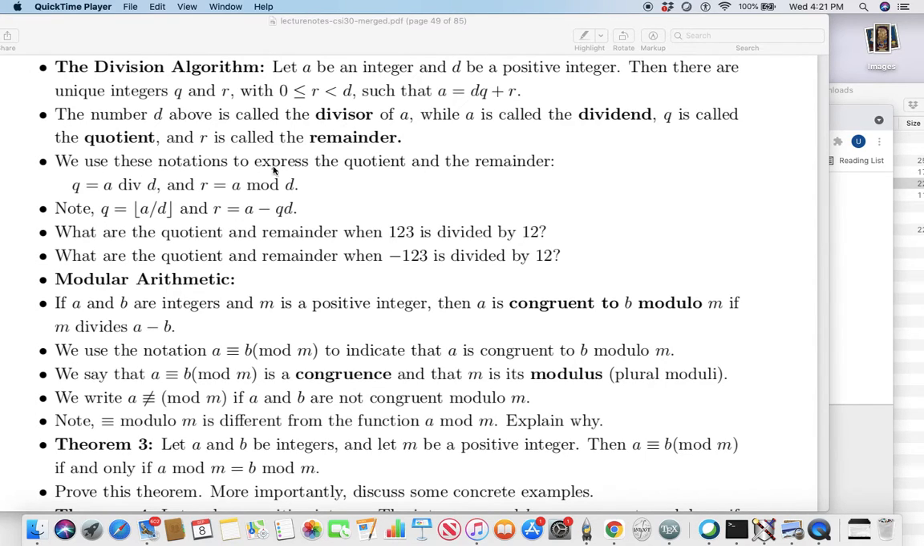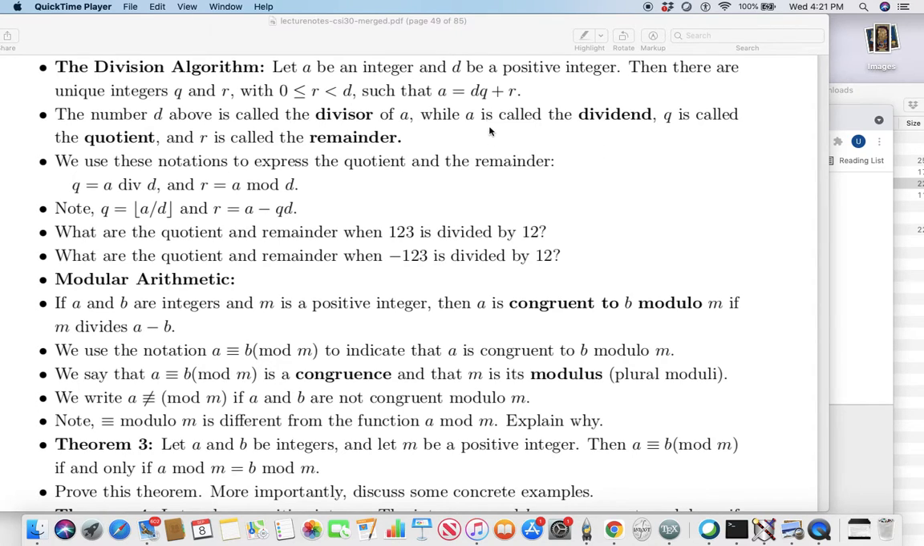We use these notations to express the quotient and remainder. Q is A divided by D, that is the quotient, D is the divisor. R is A mod D, Q is the floor of A over D, R is A minus DQ. Let's see what this means.